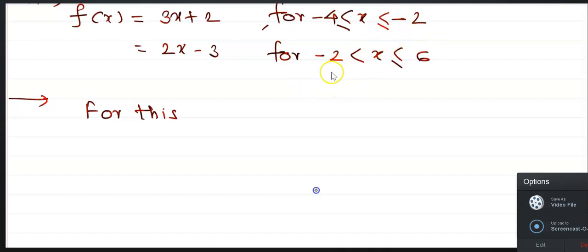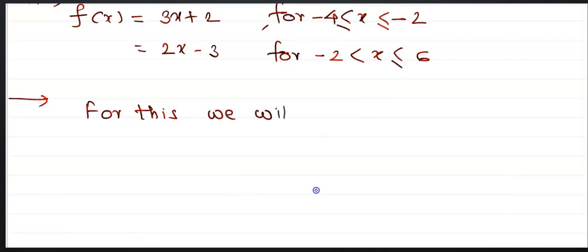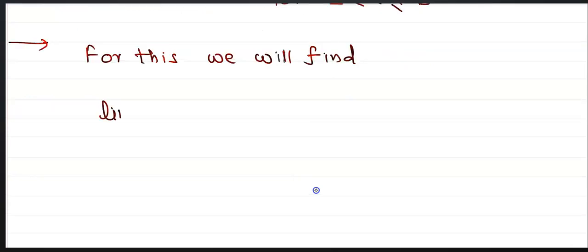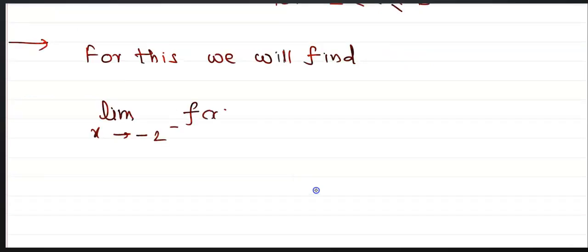या ठिकाणी फंक्शन ब्रेक होतो की -4 टू -2 हा फंक्शन असणार आहे आणि -2 पासून 6 पर्यंत हा फंक्शन असणार आहे. म्हणून मी प्रत्येकदा असं म्हणतो की फंक्शन कुठे ब्रेक होतो तर -2 ला ब्रेक होतो. Therefore we will find out the left hand side limit and the right hand side limit at x is equals to -2. Now see this here. For this we will find limit x tends to -2, that is the left hand side limit.